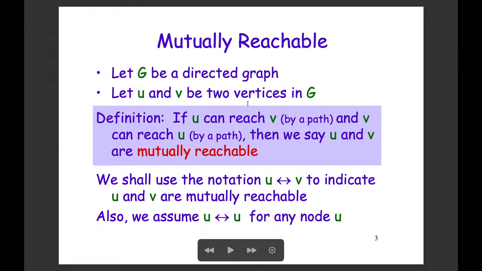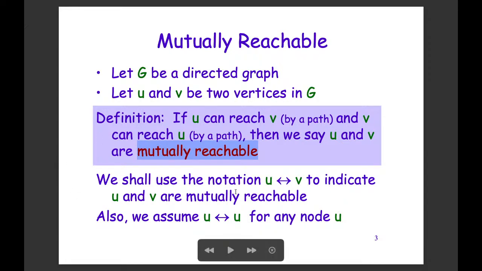We let U and V be two vertices in G. First of all, we will talk about the concept of mutually reachable. From the meaning of the word, when two vertices U and V are mutually reachable, it means that we can reach U from V and reach V from U using a directed path. So we can start from U, follow a directed path to V, and also start from V and follow some directed path back to U. In such a case, we call U and V mutually reachable.